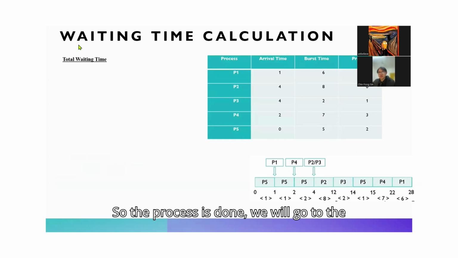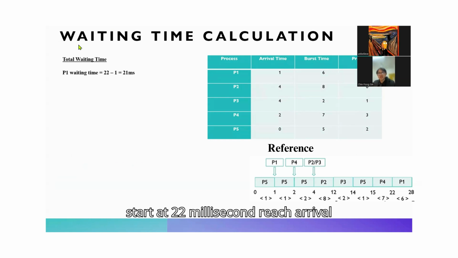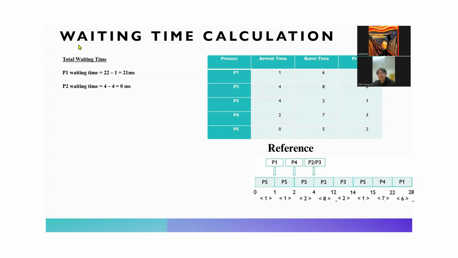We will go to the total waiting time. P1 waiting time is 22 minus 1, which becomes 21 milliseconds, because it starts at 22 millisecond and the arrival time is subtracted, that is minus 1, by its formula. And next is P2. P2's arrival time is 4, and it starts executing at 4 also. So the waiting time becomes 0 milliseconds.